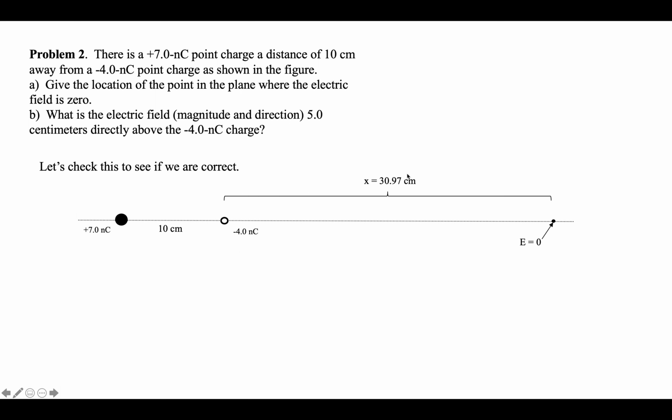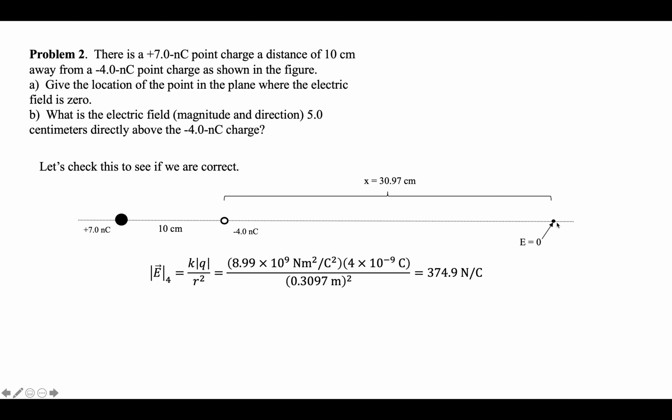Here's our x, 30.97 centimeters. There's where we calculated the field was 0. Here's the field from the minus 4. It's 30.97 centimeters away. I get 374.9 newtons per coulomb to the left.